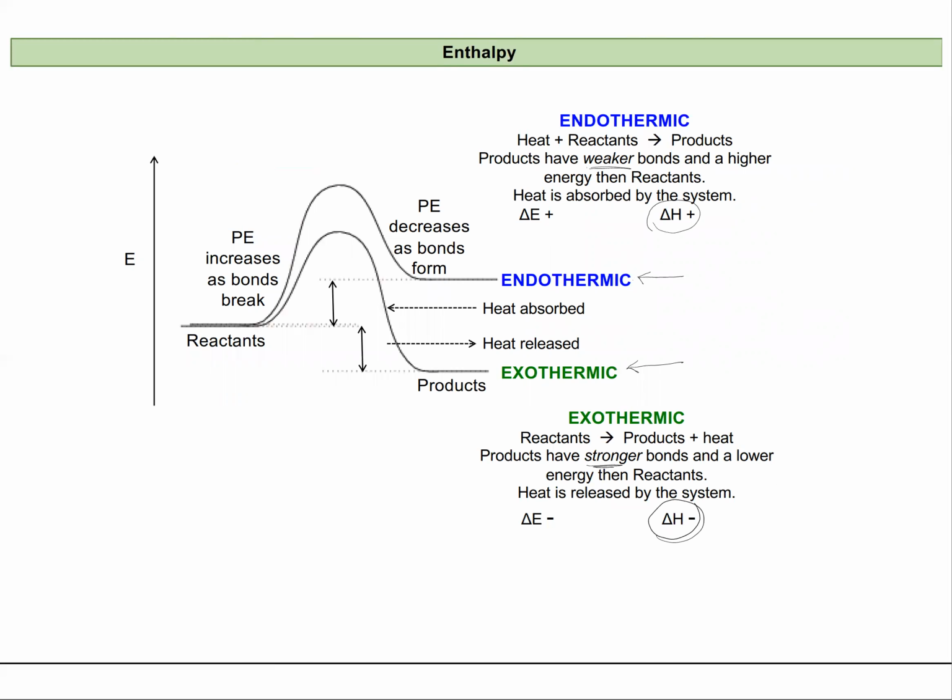And this enthalpy difference right here is just whatever the difference is from the energy of the reactants to the energy of the products. So if it's endothermic, it's this right here. Here's my enthalpy. And if it's exothermic, it's this difference right here, my enthalpy. This is less than our reactant, so it's negative. This is more than our reactant, so it's positive.